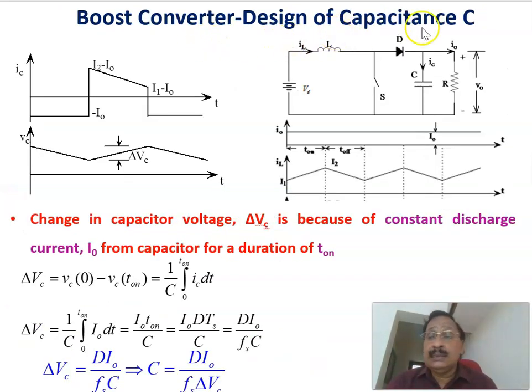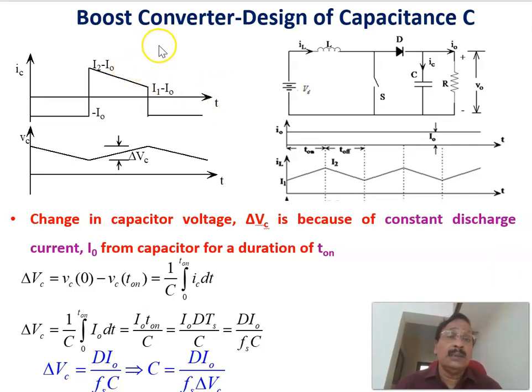Now let us see the design of the capacitance, or what is the value of the capacitance. Now let us see the design of the capacitance C. And this is the capacitor voltage already explained in the previous slide. When the switch is on, the capacitor is supplying the load current, because the load current is constant. That is, the capacitor current is opposite to this. Therefore, the capacitor current is equal to minus I0. And when the switch is off, the capacitor current is nothing but the inductor current minus the load current I0. Therefore, it is changing from I2 minus I0 to I1 minus I0. Therefore, this is the capacitor current.